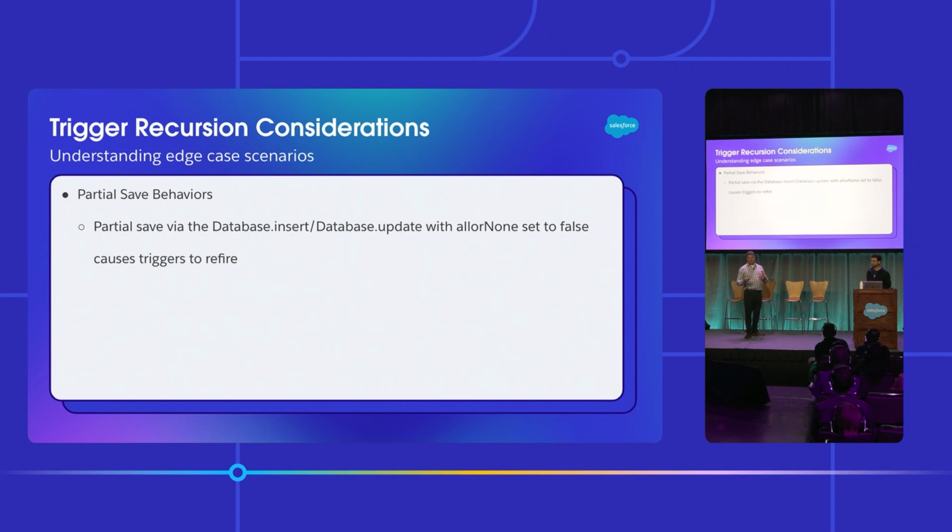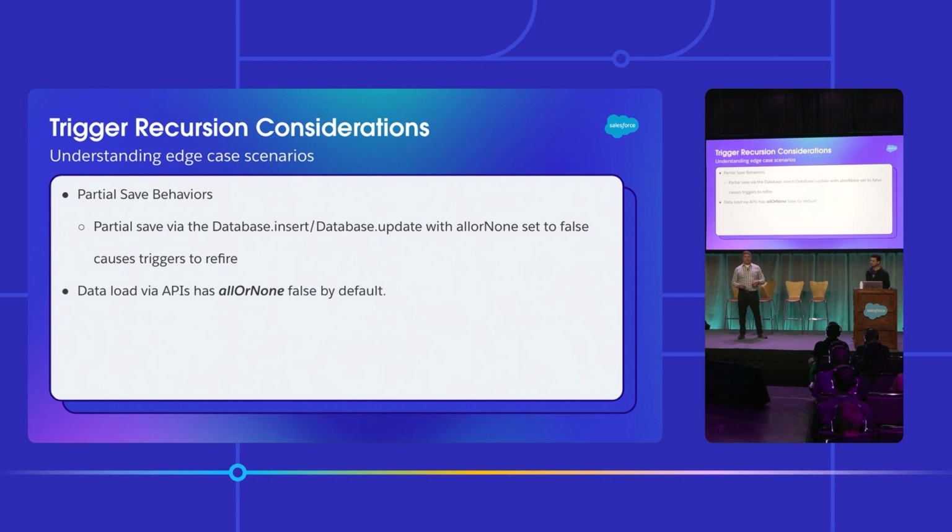I think that talks about it more. So database insert, database update. By default, they'll be all or none equals true, so it's not necessarily an issue there, but it's especially an issue when you're dealing with all or none equals false. And the other major scenario that will trigger that off is obviously bulkification. If you're putting more than 200 records, if you've got 400, your trigger is going to fire at least twice. So those are important considerations to make.